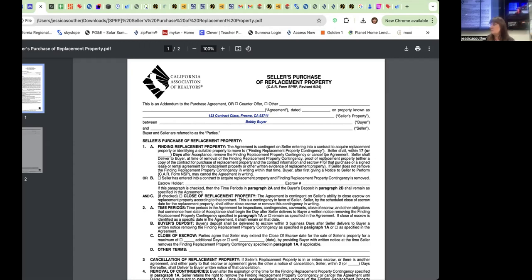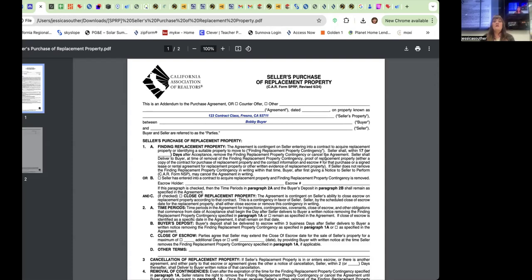find a replacement property. As we know, in the purchase agreement, the law is very heavy toward buyer rights instead of seller rights, and there are not a lot of ways to get out of selling your house as a seller. The buyer has to mess up, or you have to really have a reason why you cannot sell anymore legally. So in this case, they've come up with this seller replacement property form, which is a contingency for the seller to be able to get out if they cannot find a place to move.